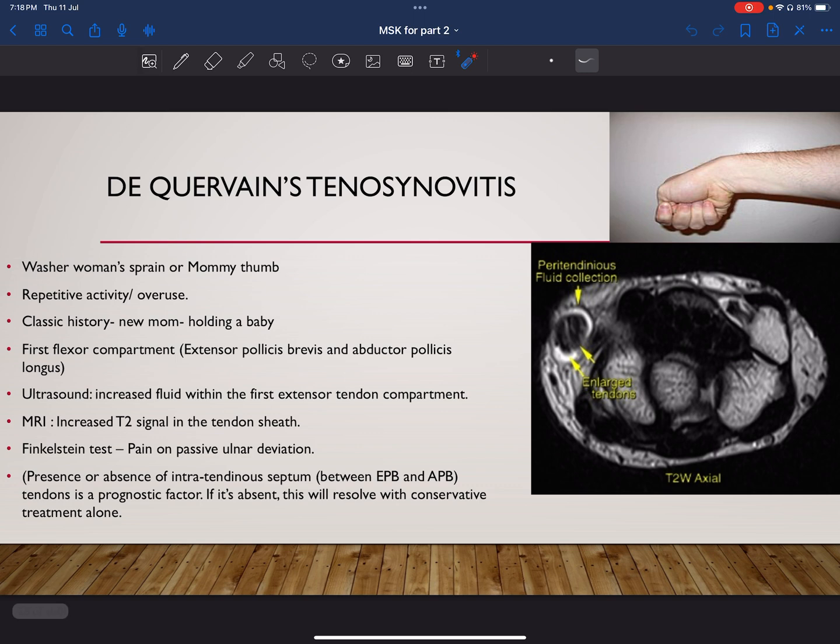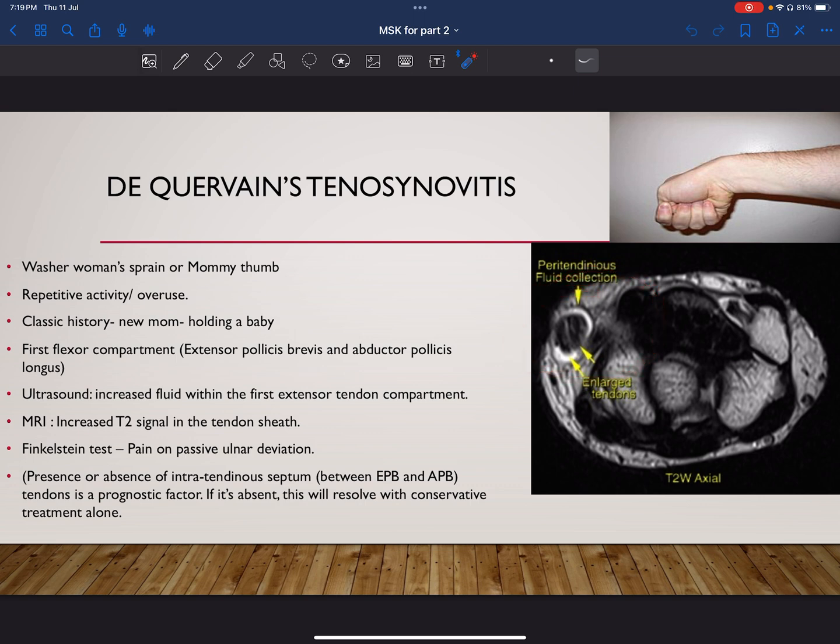Next, we go to De Quervain tenosynovitis, also known as washerwoman sprain or mommy's thumb. It is a repetitive or overuse injury, as we mentioned before, generally in a new mom holding a baby. The first compartment, we mentioned the muscles, extensor pollicis brevis and abductor pollicis longus. So here there is peritendinous fluid collection seen.